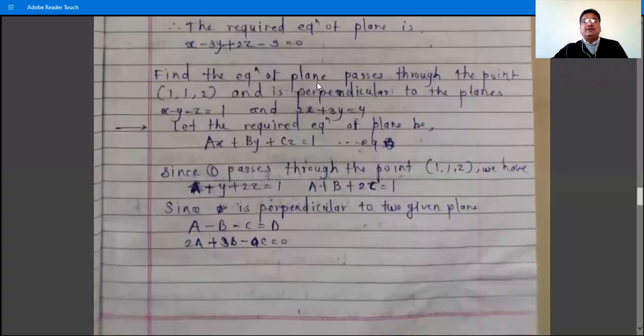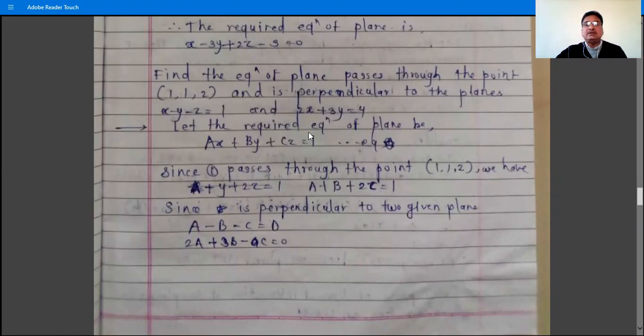Next example: find the equation of the plane passing through the point (1, 1, 2) and perpendicular to these two planes, x minus y minus z is equal to 1 and 2x plus 3y plus 0z is equal to 4. Let the required equation of the plane be ax plus by plus cz is equal to 1. Suppose this is equation star.